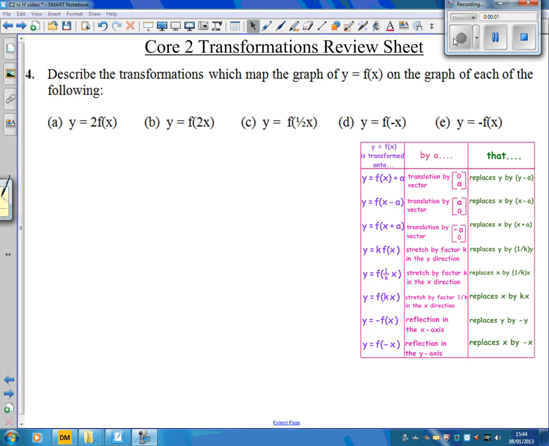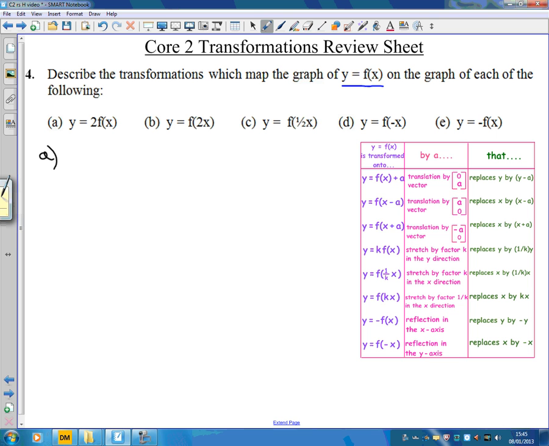Core 2 Transformations Review Sheet question 4 is now about describing transformations but using function notation. So let's have a look at these. In all of these, we're going from y equals f of x to y equals something else. So in this case, y equals 2 times the function of x.